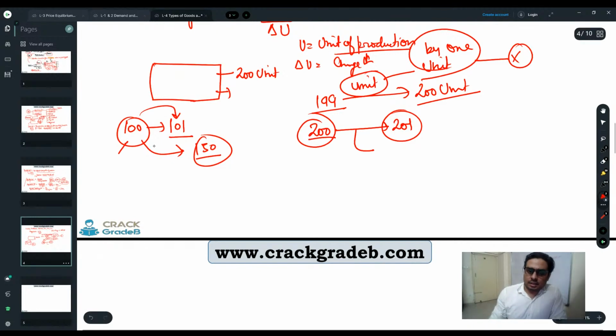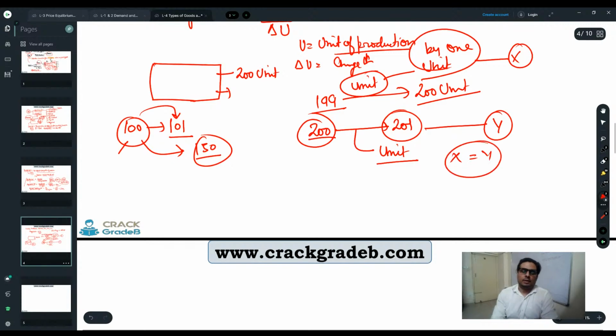Similarly, we want to increase production from 200 to 201. Again, the change in the production is 1 unit. But do you think this x and y is going to be equal? No.